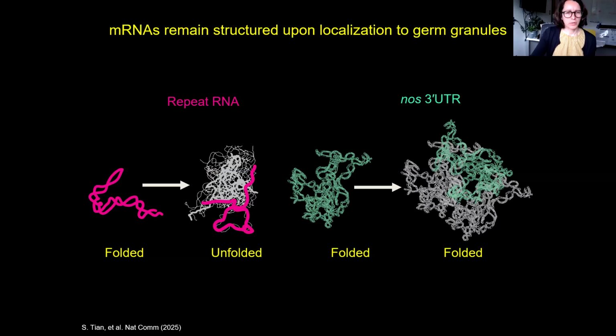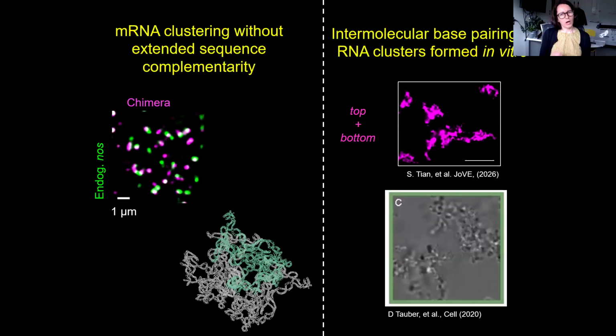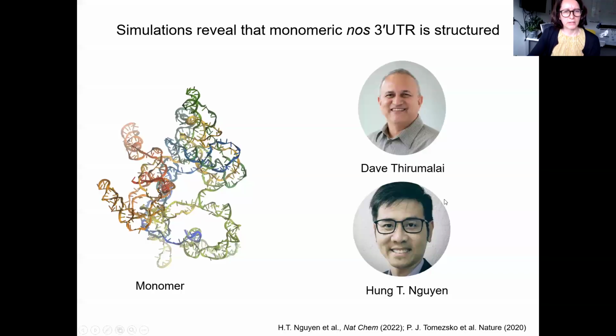So this was great, and we were excited about this result, but it was a little bit at odds with some of the in vitro experiments that other labs have observed, including ourselves, where RNAs can interact with each other in vitro, even in the absence of proteins. So maybe they're utilizing types of interactions or base pairing interactions that cannot be experimentally accessed, but maybe we can predict them computationally. And for this, we collaborated with Dave Thirumalai's lab at UT Austin, and at the time his postdoc, Hung Nguyen, who now runs his own lab at the University of Buffalo.